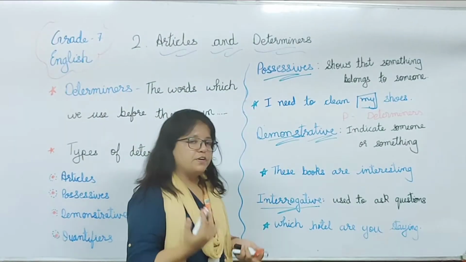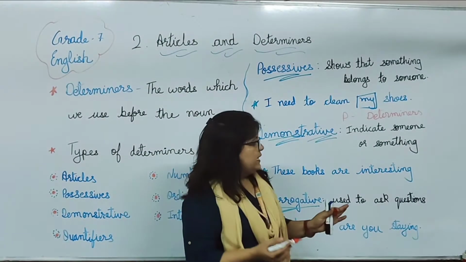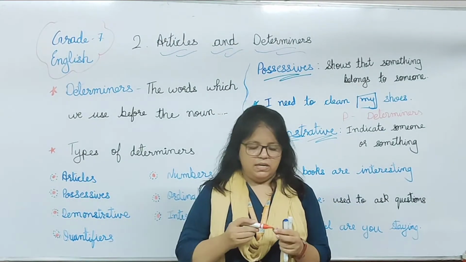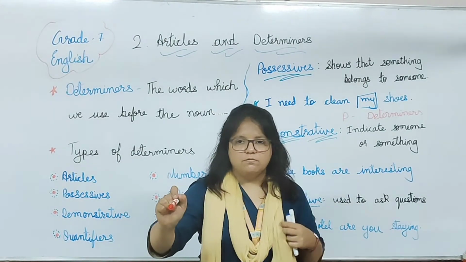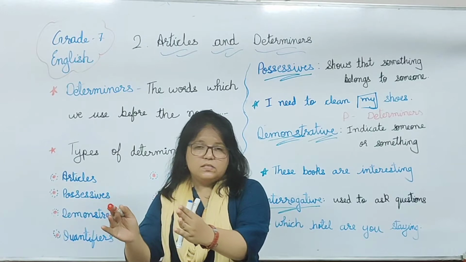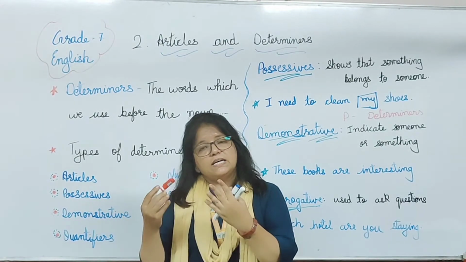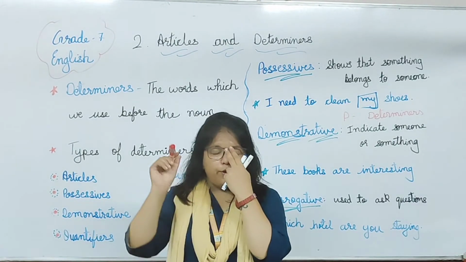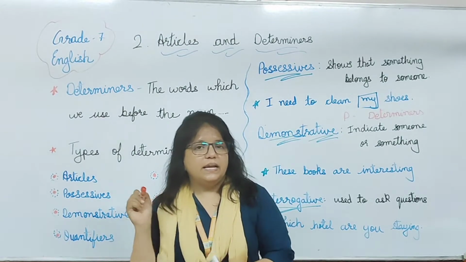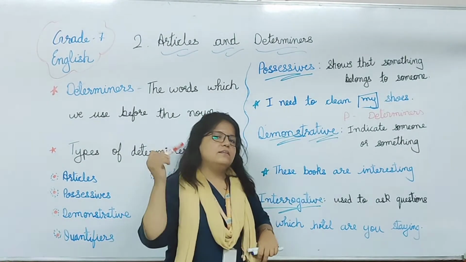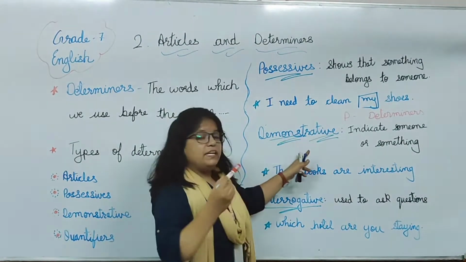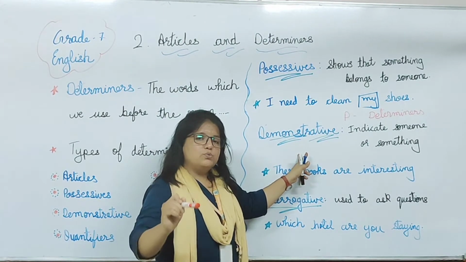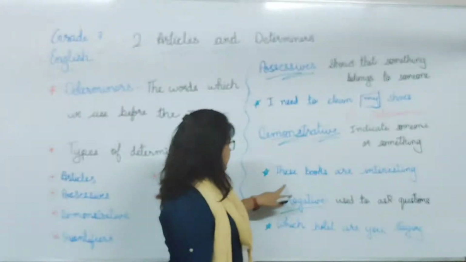Next is demonstrative determiner. It indicates someone or something. Means if we are pointing out someone, that girl is my sister. Means we are specifying it, we are pointing it, we are indicating it. That girl is my sister. That means we use demonstrative determiners.